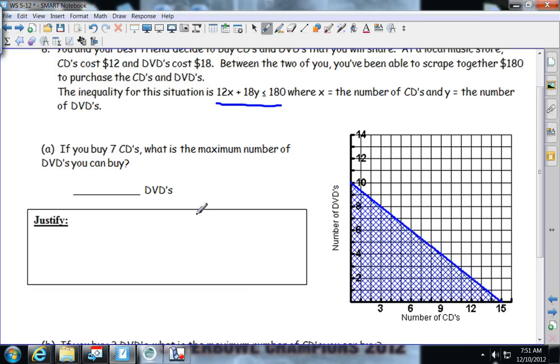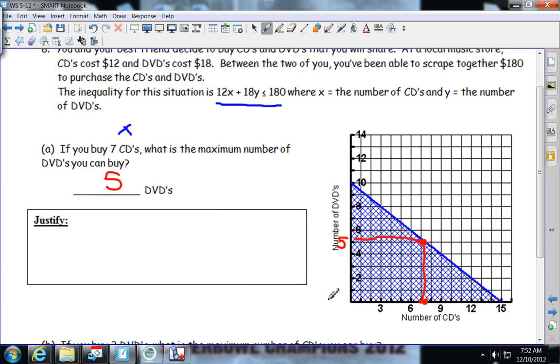Okay, 7 CDs. The CDs are the X's. So let's go over here to where it's 7. Here's 7 right here. Now what you're going to do is go up to the highest whole number that you can get to find out how many DVDs you can buy. So I go here and I'm going to draw my line back over. Well, what is that? 1, 2, 3, 4, 5. So that means I can buy 5 DVDs.